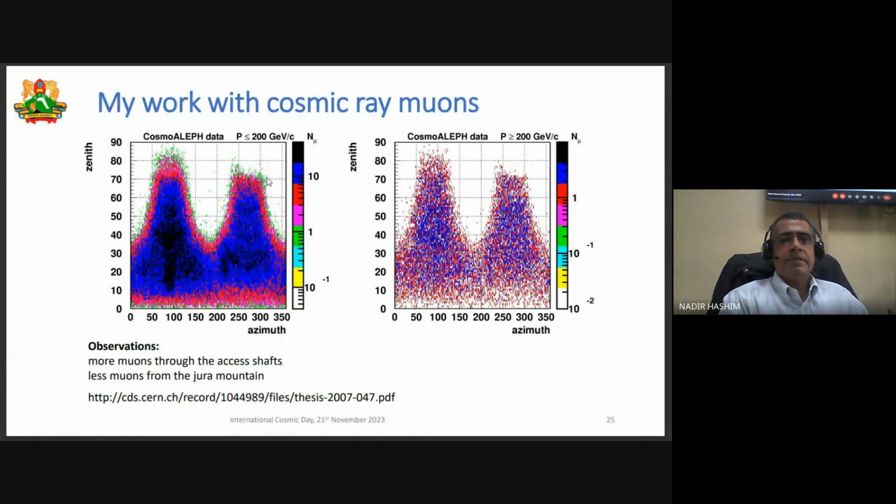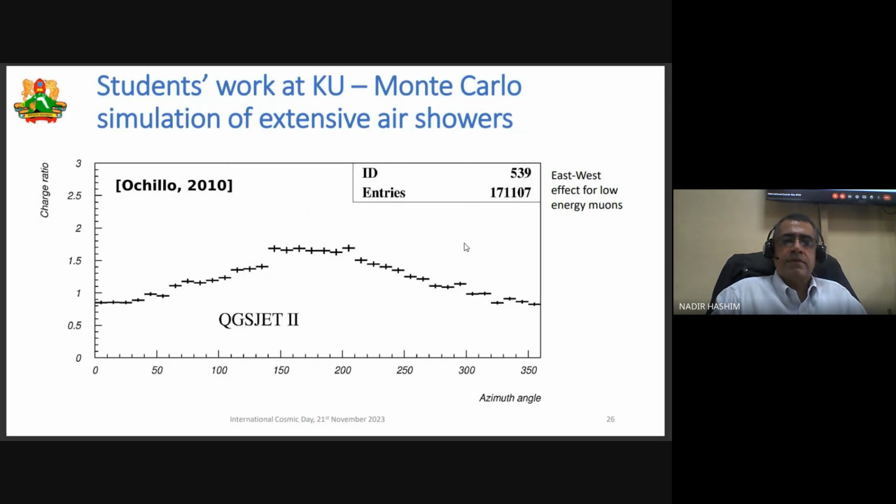This was particularly interesting for low energy muons. For high energy muons, you could not see this. So this is like muon tomography. You see underground structures, and I'm going to talk about this later. That was based on my PhD work way back in 2007.